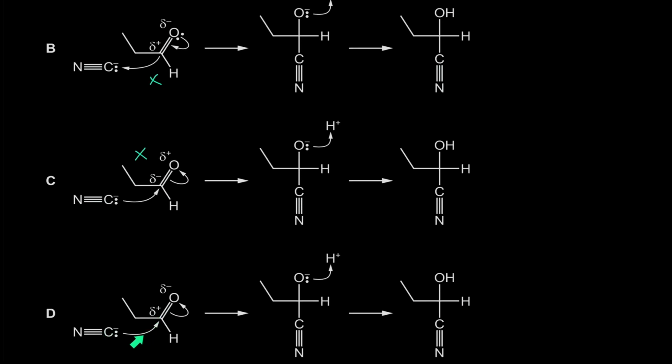Nucleophile, delta positive carbon, arrow from nucleophile to that carbon. And then in the second step, electrons from the oxygen to the H, right? This H is HCN. You can say H plus or you can say HCN. It's the same thing, okay? So what we have over here is, this is also correct. So the answer here is D.